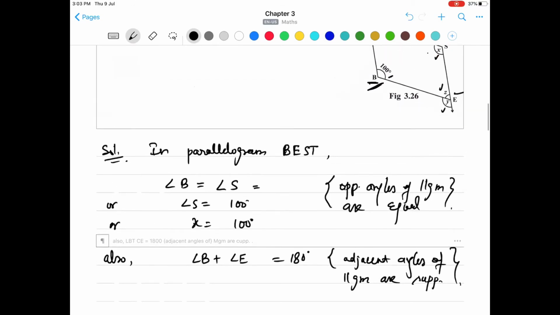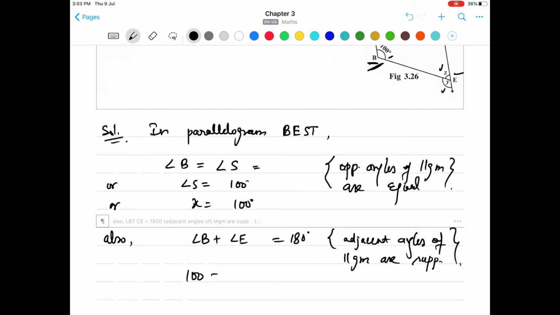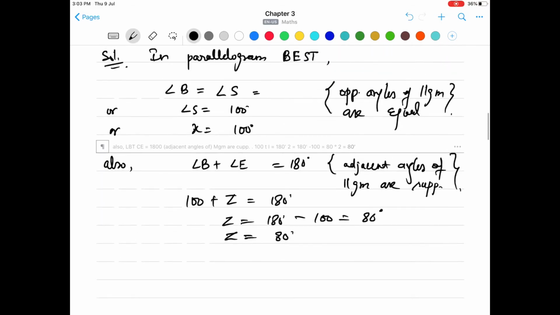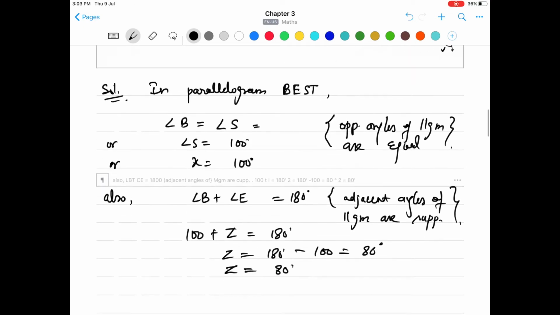As we already know the value of angle B, which is 100 degrees, and angle E is angle Z, Z will be equal to 180 degrees minus 100, which equals 80 degrees. Hence the value of Z will be 80 degrees. Then we have to find the value of angle y.